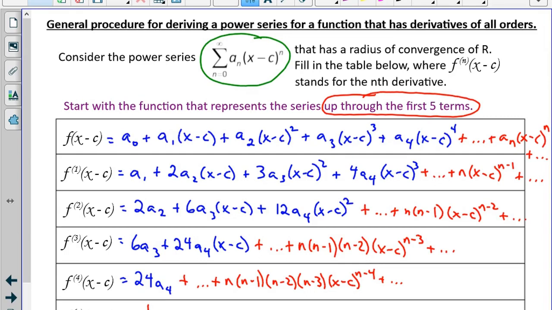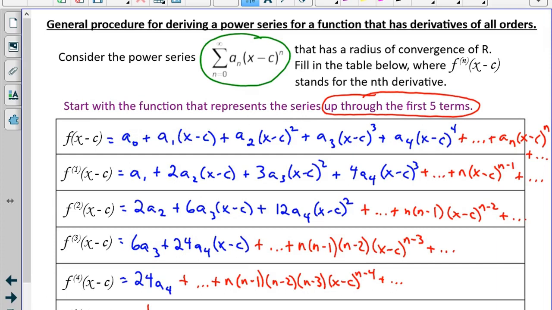What happens when we take the first derivative is that this term goes away. The x minus c, the derivative of that is 1. With a sub 2 times x minus c squared, we use the power rule, and that becomes 2a sub 2 times x minus c, and so on. So it's basically just a bunch of power rules on this. It's not a very hard derivative, and you can see how that goes from there.